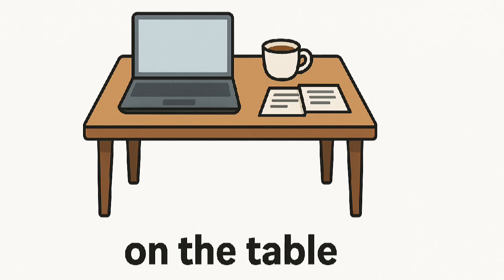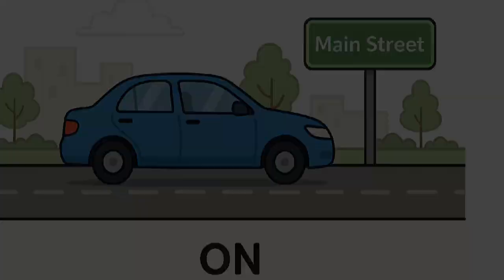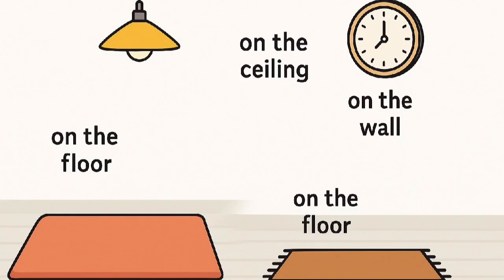We also use on when something is along a line or surface like a road, river, or street. We say, "The shop is on Main Street," or "The house is on the river." It means the building or object touches or faces that line or surface. Objects can be on many surfaces. A rug is on the floor, a lamp hangs on the ceiling, and a clock is on the wall. In each case, on shows where something touches.